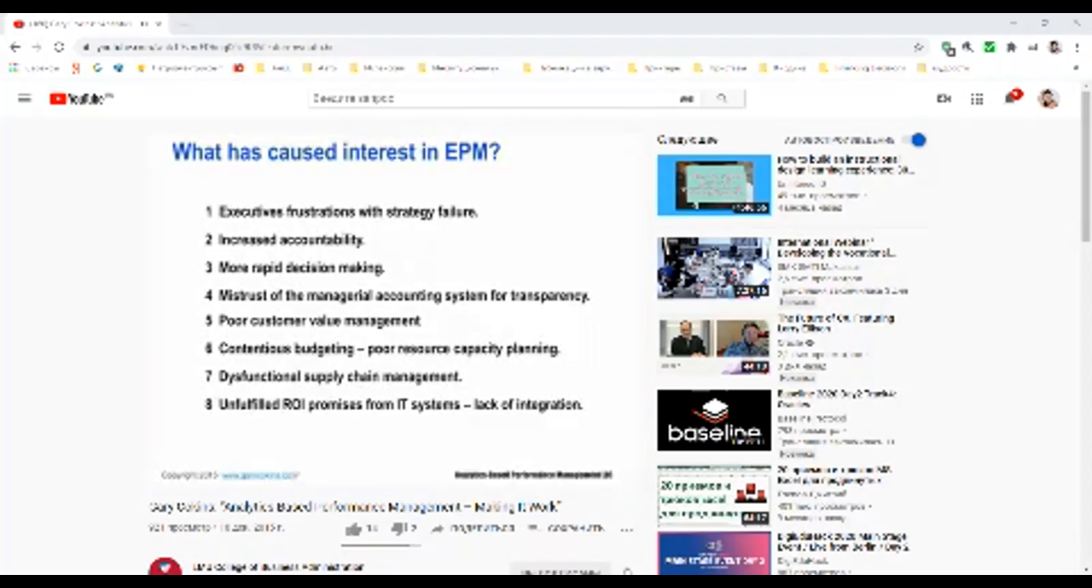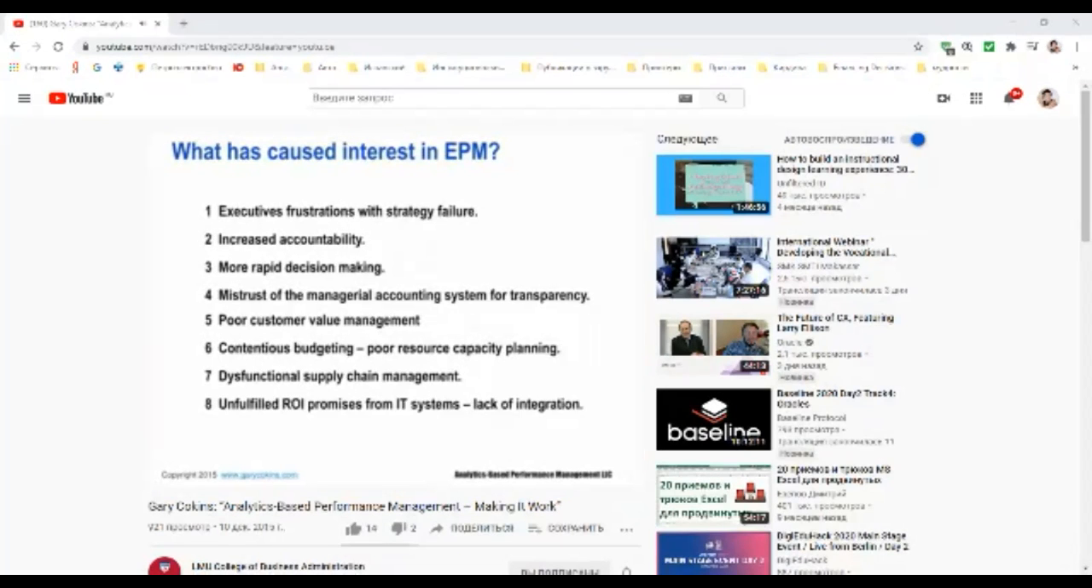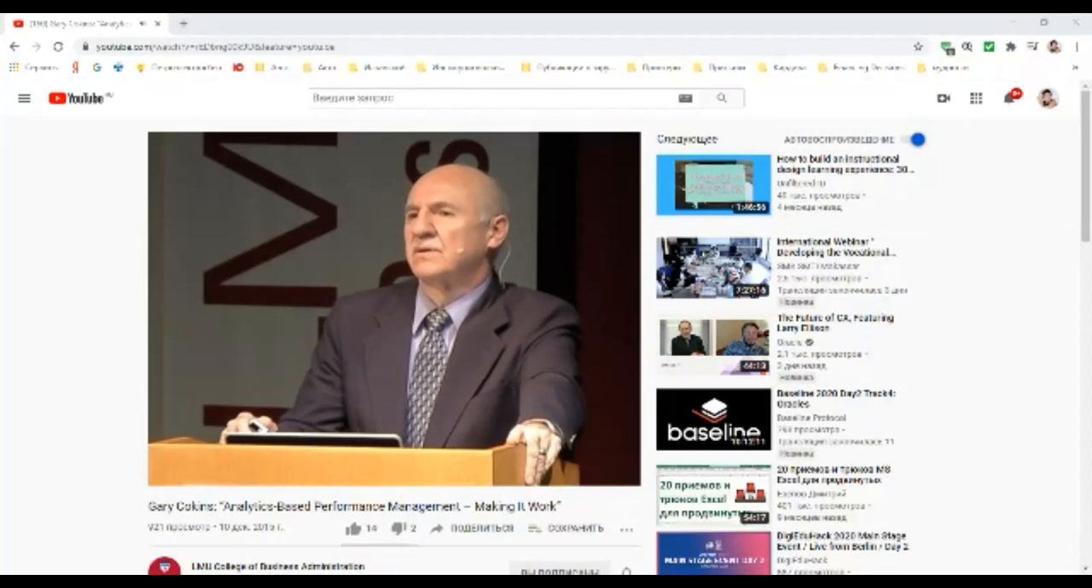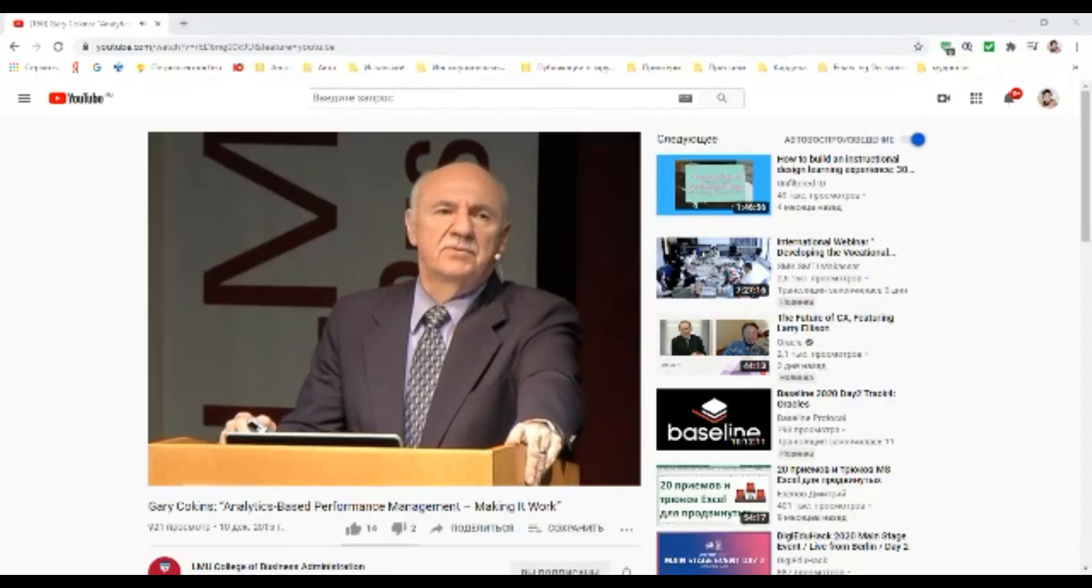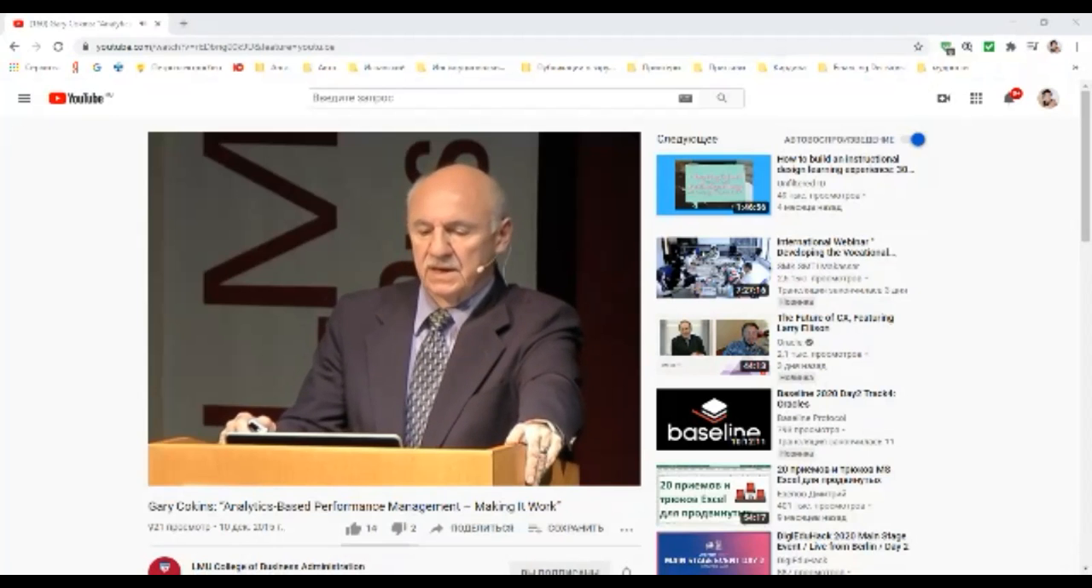Second, increased accountability. Today and in your lives, there will be no place to hide for employees. Everyone will be monitored. It doesn't mean that their jobs are at risk, but it means that their promotability, perhaps salary increases, will be jeopardized.